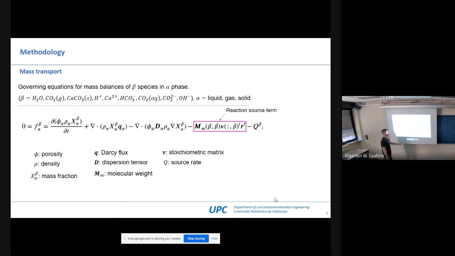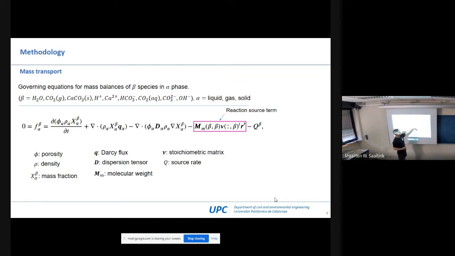We do not like this term, not because it has a chemical reaction, but because we do not know the equilibrium reaction rate. If it is a kinetic reaction, it's fine.